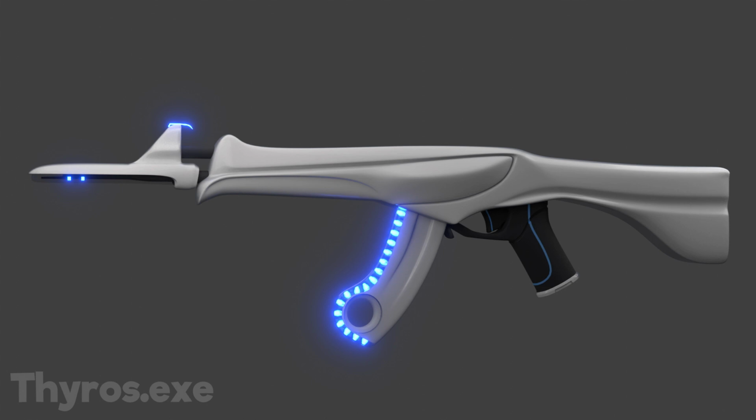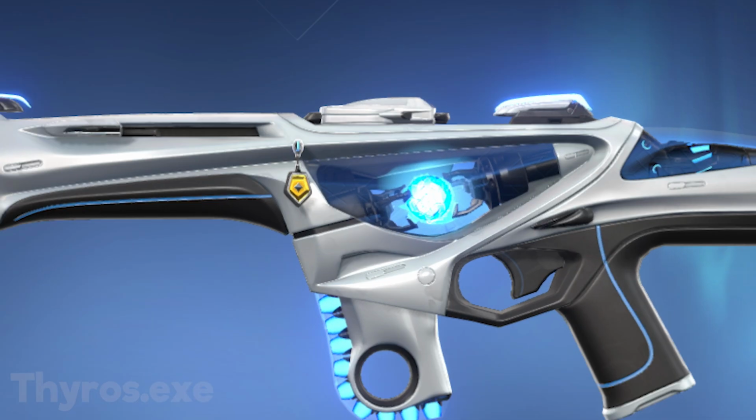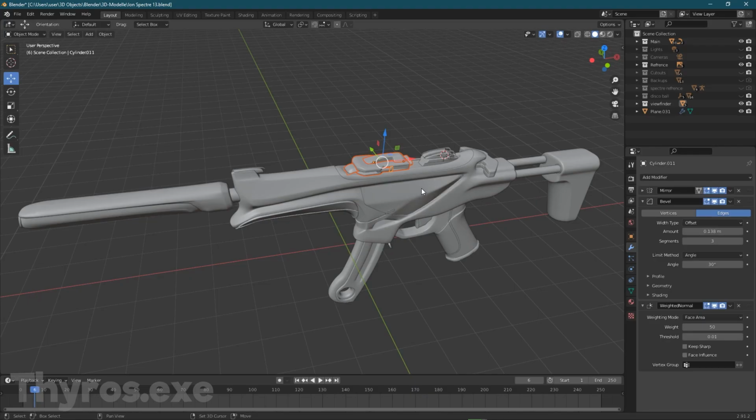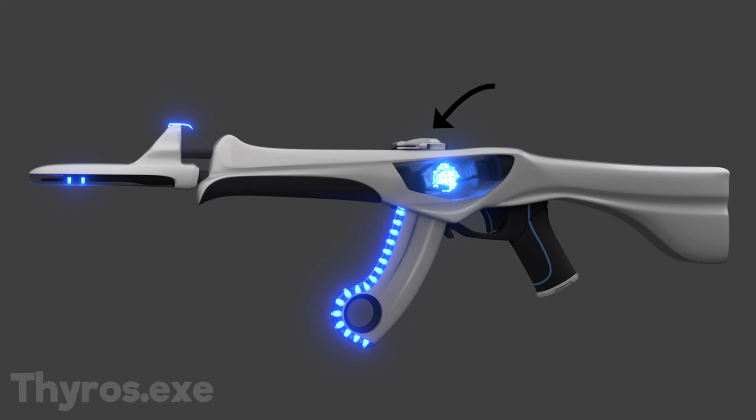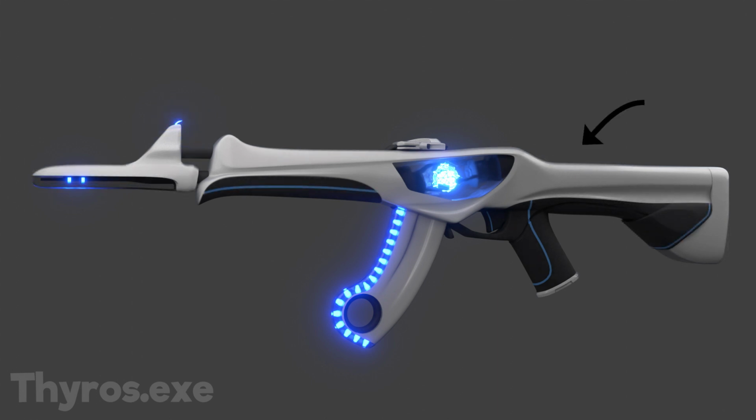After that I added the defining part of the Ion skins, the glowing energy ball. I really love it. I copied the viewfinder from the Spectre and then focused on the gun stock. After I finished the lower part of the gun stock, I fixated on the upper part.